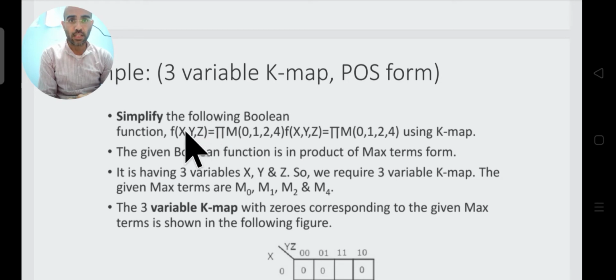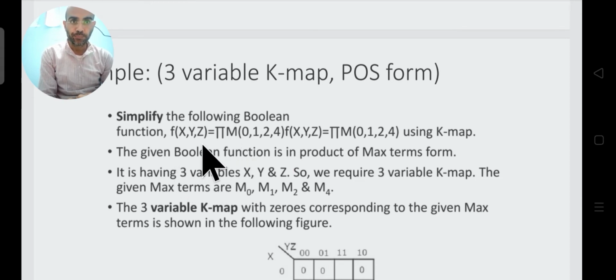So let's say the question is that we have to simplify this function, which is a 3 variable function, and the function now given is as pi. Pi, this particular symbol, is for your POS max terms. So product of max terms, pi is for product. The max terms present are 0, 1, 2 and 4. Using the K-map we have to simplify it.